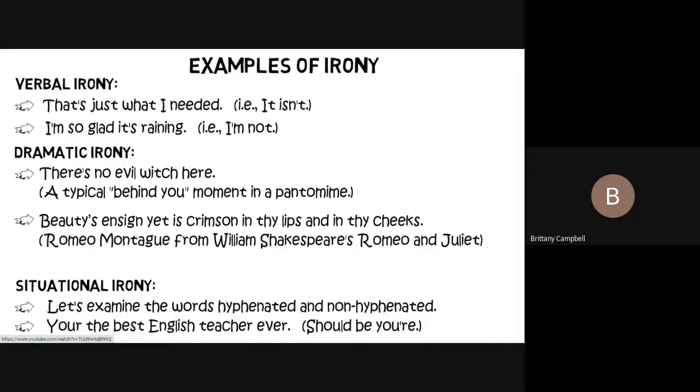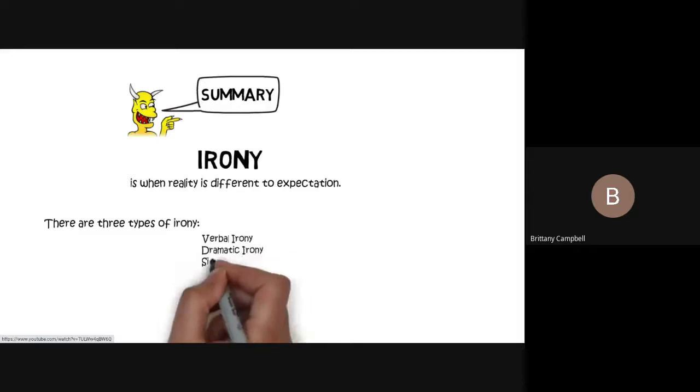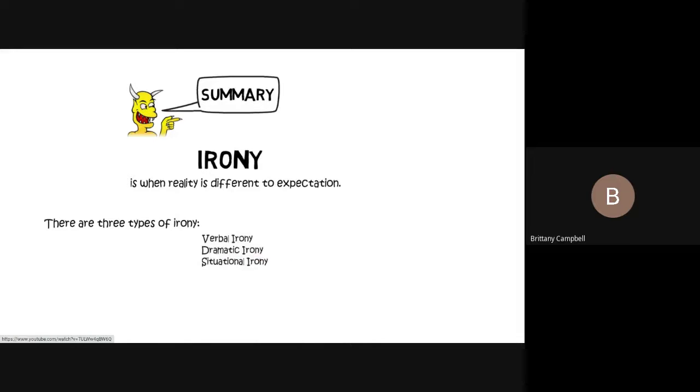So, that was the 3 versions of irony. Let's do a quick summary. Irony occurs when reality is different to the expectation. And remember, there are 3 types of irony. It's not all just about situational irony. There's verbal irony, sarcasm. There's dramatic irony, when the audience knows but the actor doesn't. And then there's situational irony, and that's when events occur seemingly in mockery of the situation.